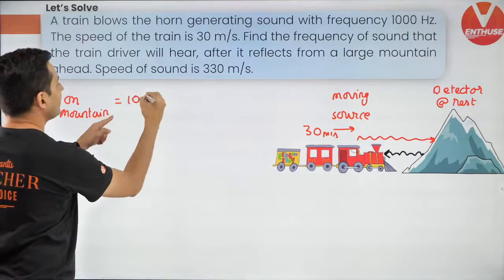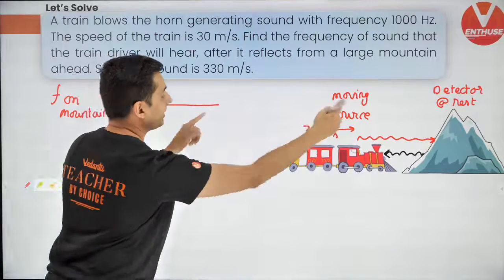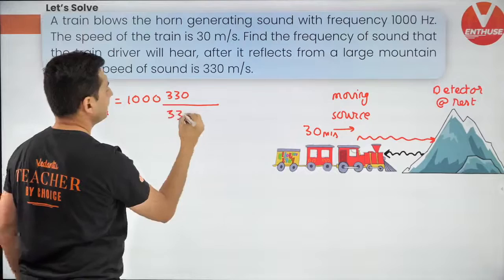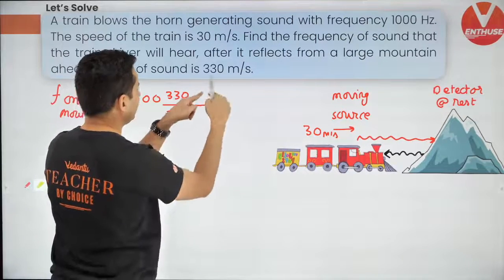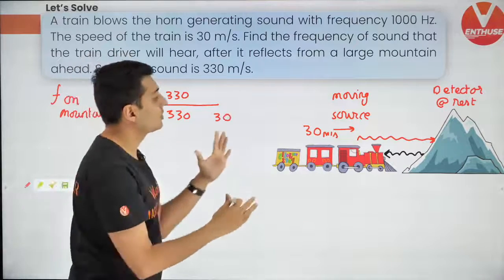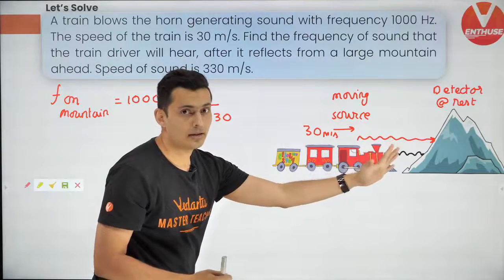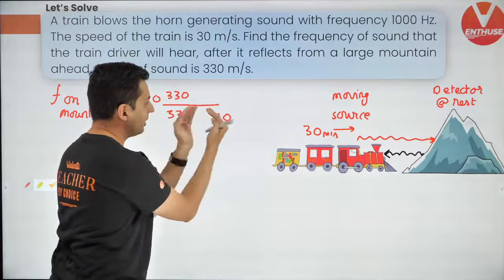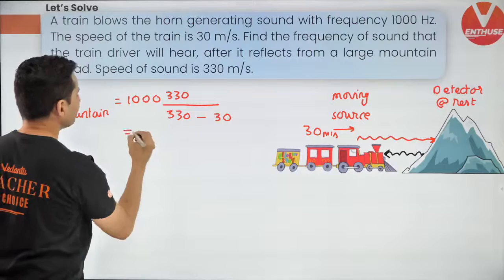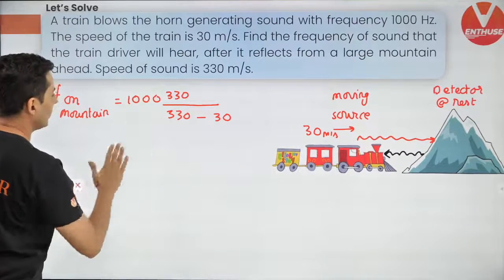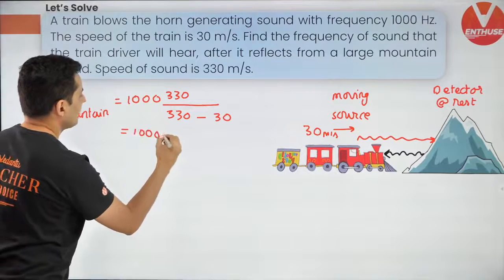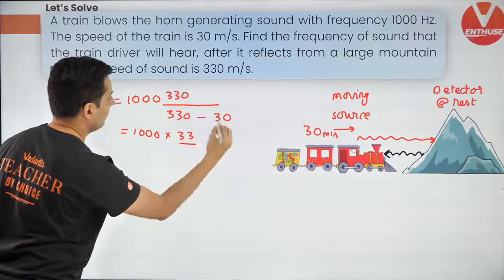What is the original frequency? 1000. Detector is at rest. Before that, 330 here, 330 here. Detector is at rest, so nothing will come on the top, only the bottom. 30 will come. Since the source is going towards the detector, frequency will increase, the denominator will decrease to make it big, so it will become minus. So I'll just write it as 1000 multiplied by 33 divided by 30.